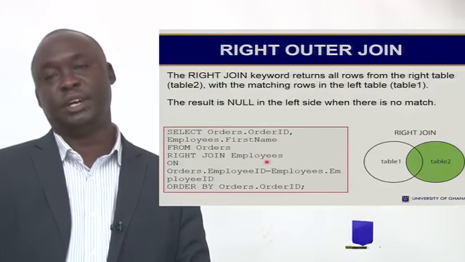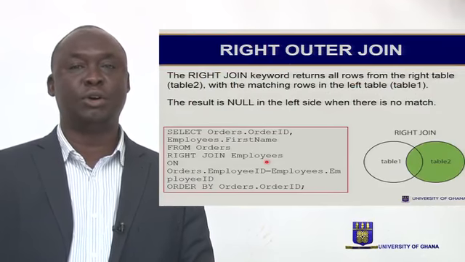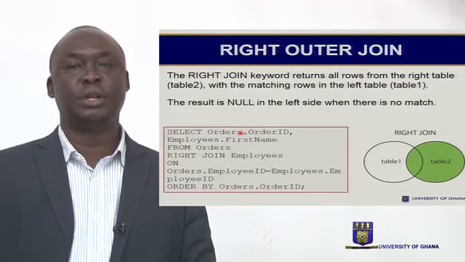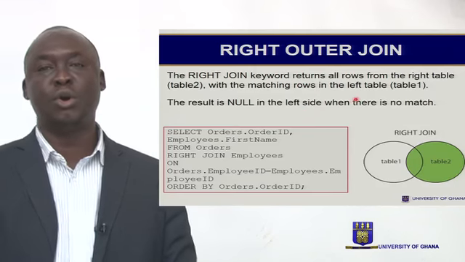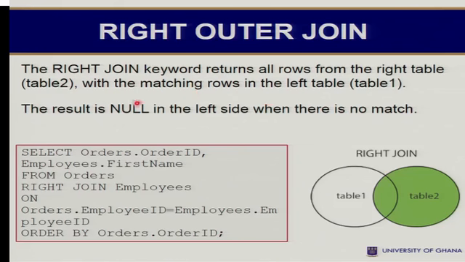The right join is the reverse of the left join. The right join places emphasis on the rightmost table. The RIGHT JOIN keyword returns all rows from the right table, in this case table 2, with the matching rows in the left table. And this is how we specify the query.